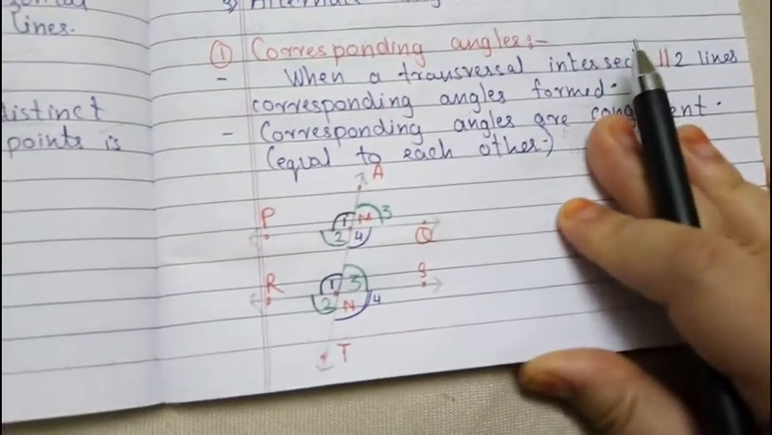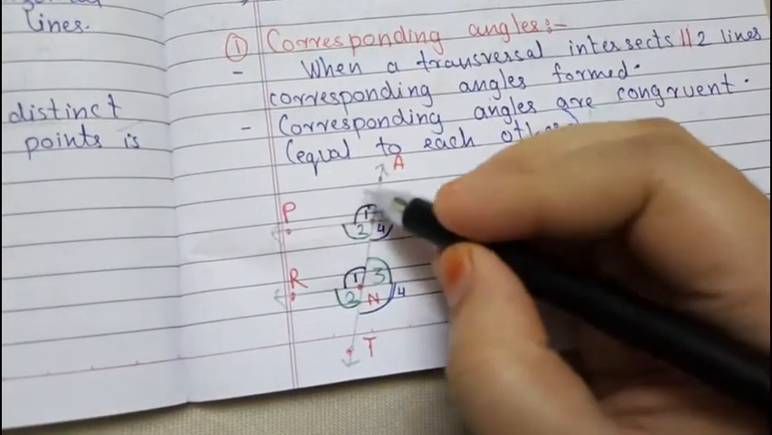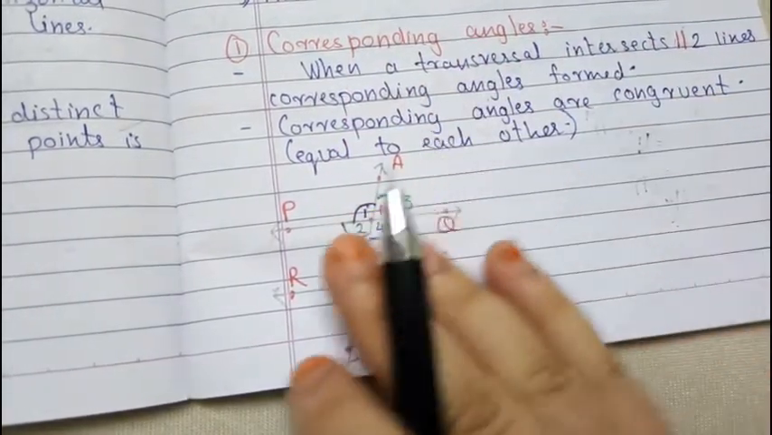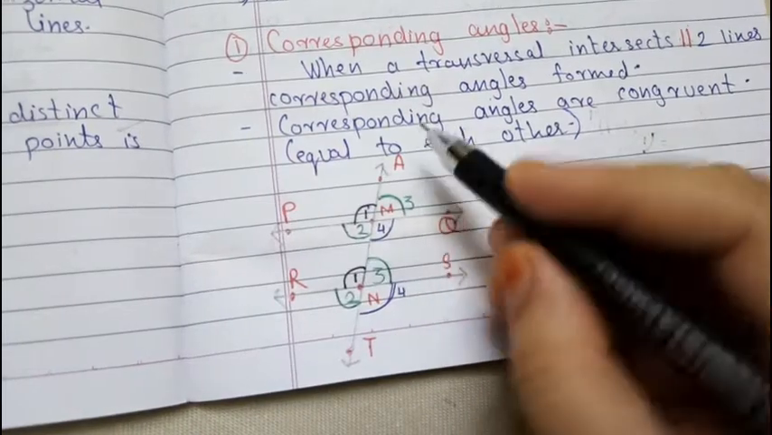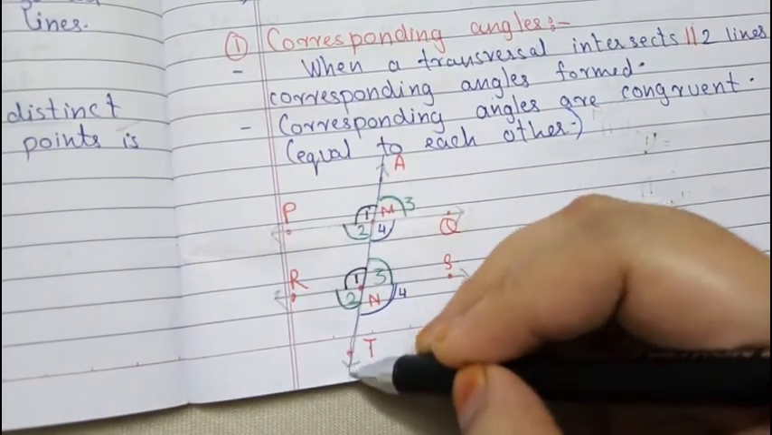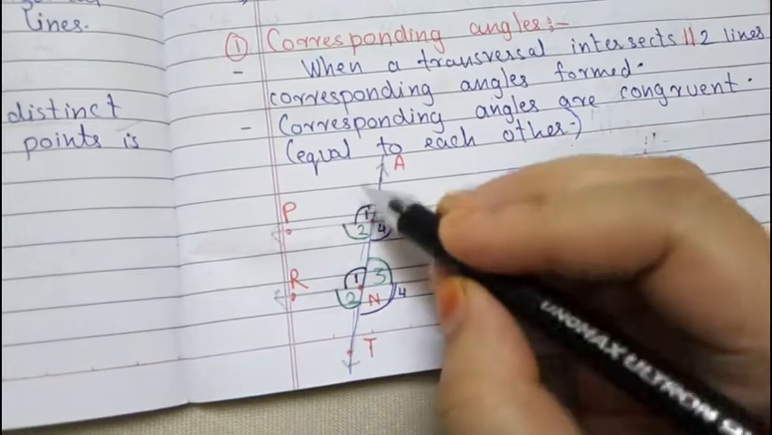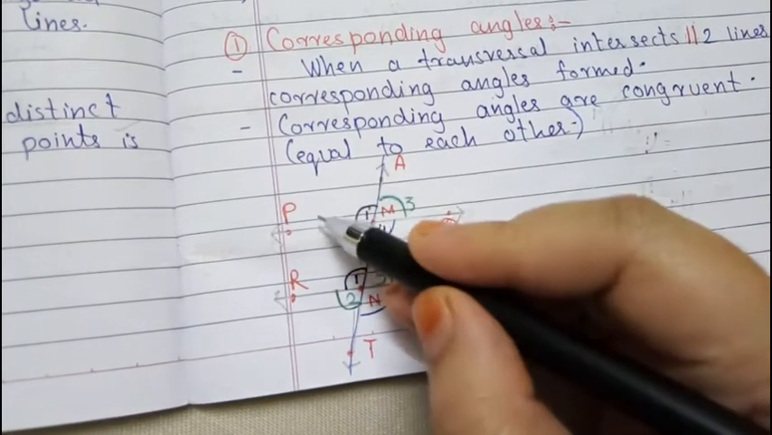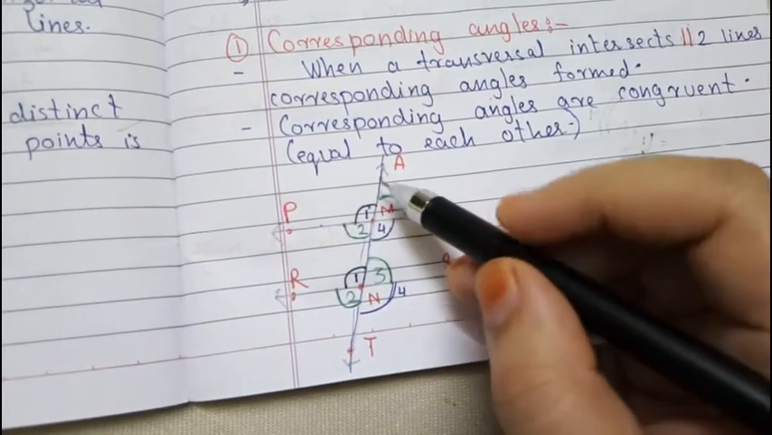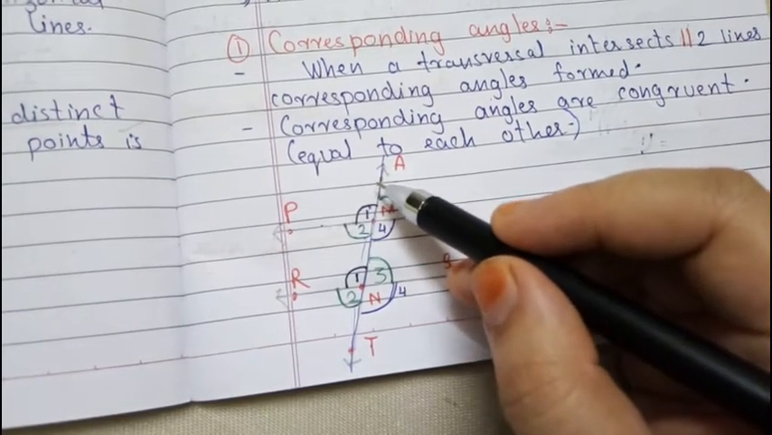Now see, student, in this figure, first we will see the left hand side. Now see, this is a transversal line. Okay student, this is the transversal line AT. And on the left hand side of the transversal line, we will see the corresponding angles.